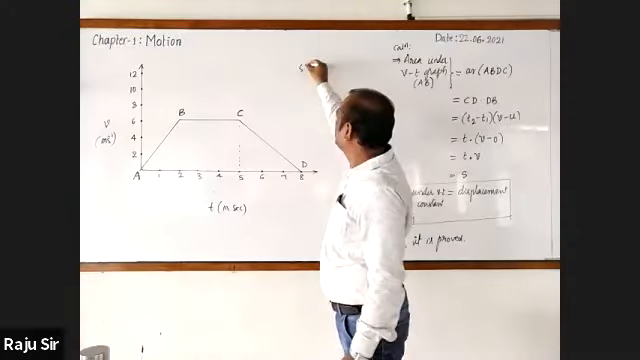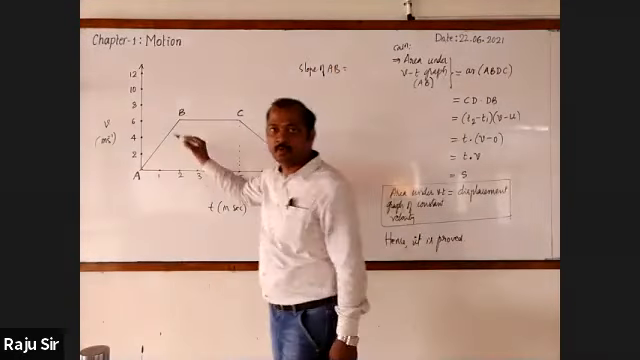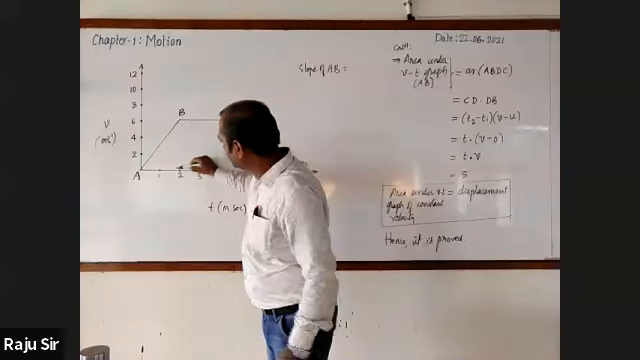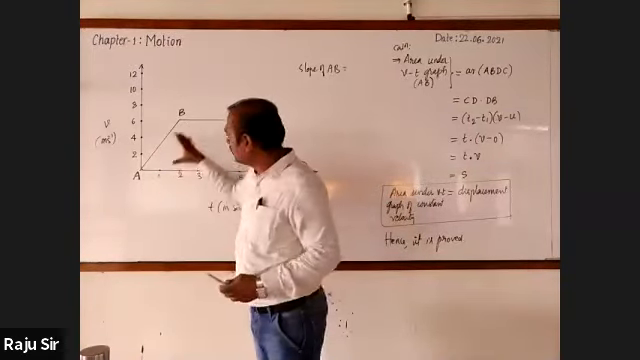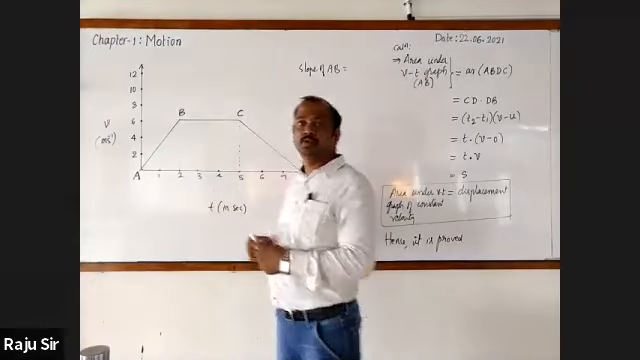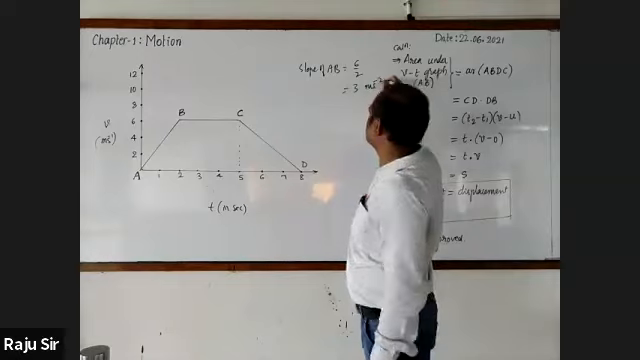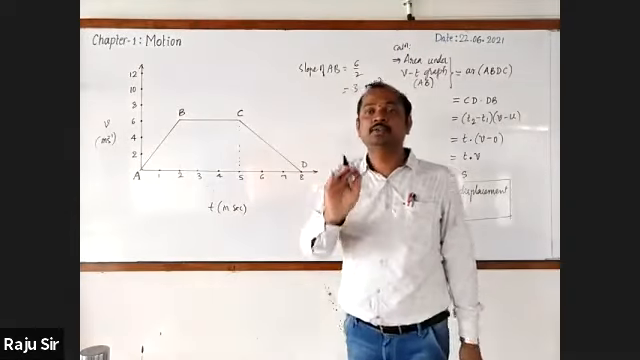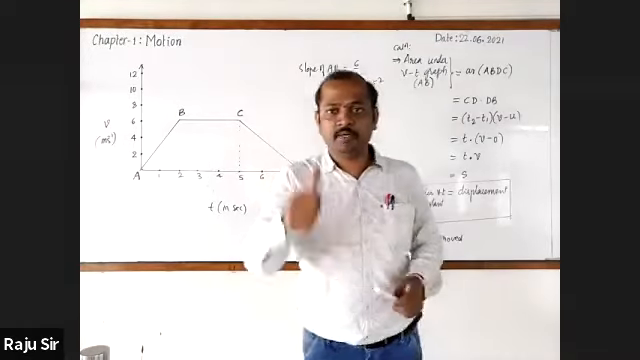Look here. Slope of VT or slope of AB in this case. Slope of AB is vertical distance by horizontal distance. Vertical distance, see that it is 6. Horizontal distance, it is 2 units. 6 by 2. This is 3 meter per second square. This is uniform acceleration. Shamita, have you understood?